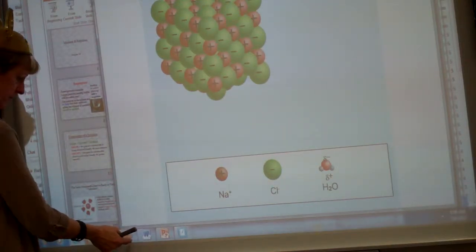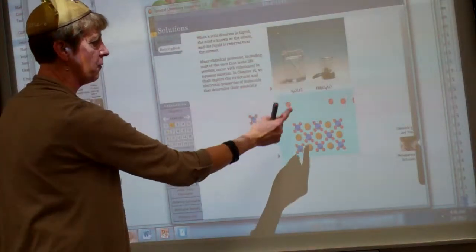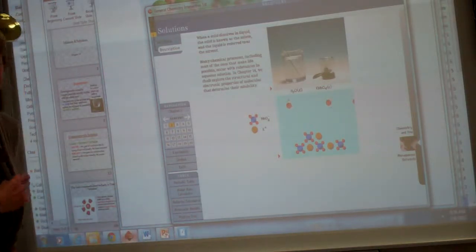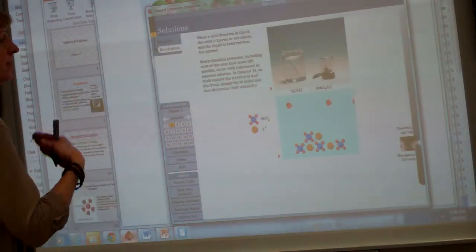I got another one here for you. KMnO4. When ionic compounds dissolve, their ions separate from the crystal lattice of the solid and are surrounded by water molecules. The dissolved ions are said to be hydrated in solution. No longer in contact with each other, the ions can now react with other substances in solution. So there we go. That's solvation, dissolution, hydration. They're all the same thing.